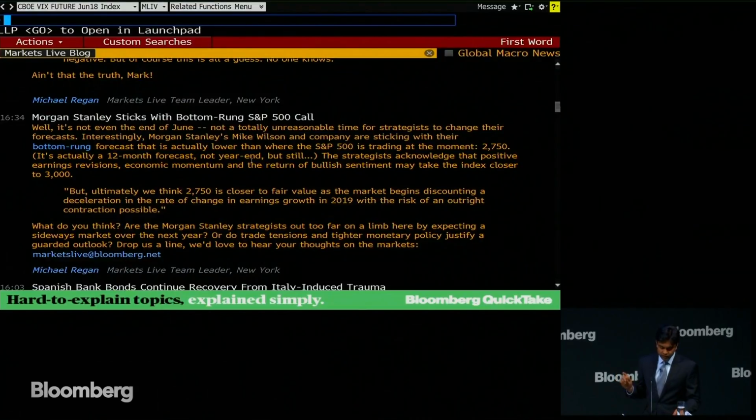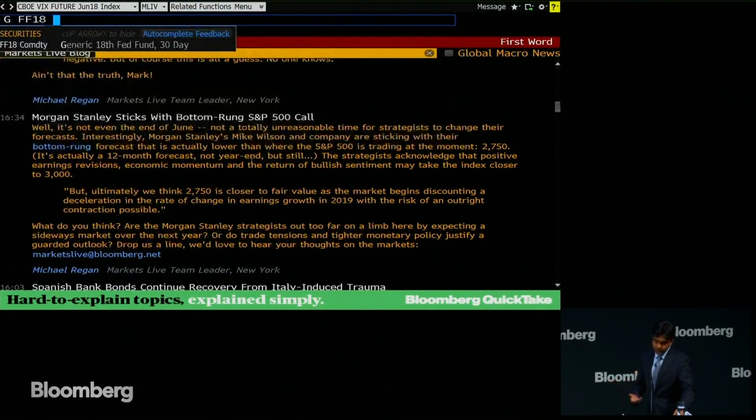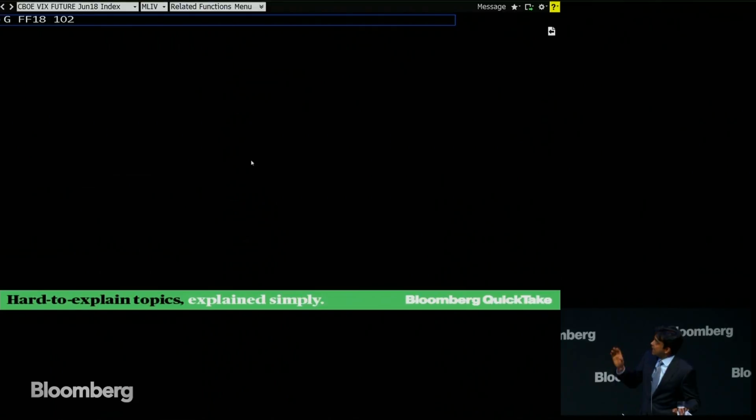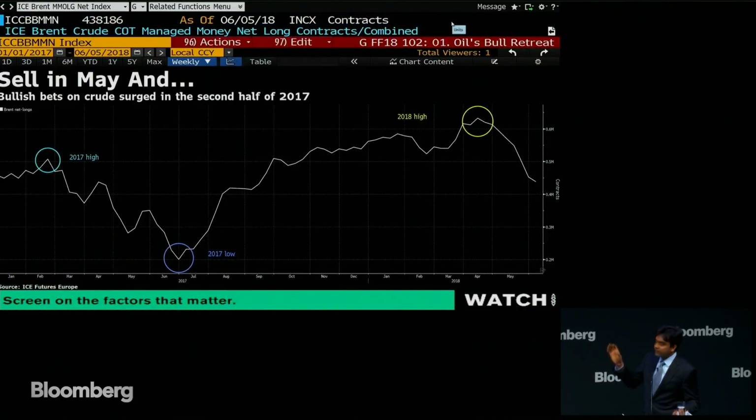I just wanted to pull up one chart to show you how this can be of great help in trading activity. This chart is of the net bullish bets on crude oil. You can see there's been a sharp decline over the last couple of months in the net bullish bets. If you look at the top left corner of the screen, you notice there is a ticker on Bloomberg that captures this particular piece of data and offers a historic time series on it.